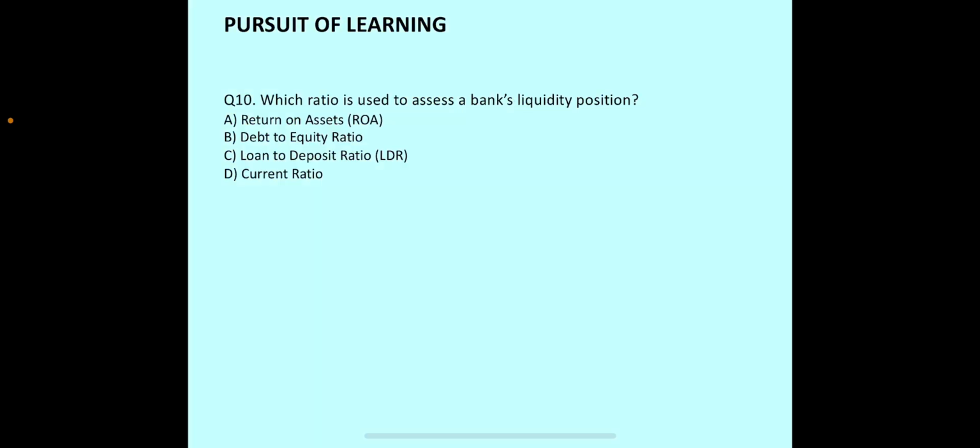Now, next question. Which ratio is used to assess a bank's liquidity position? The options are return on assets, debt to equity ratio, loan to deposit ratio, current ratio. The correct answer is loan to deposit ratio.